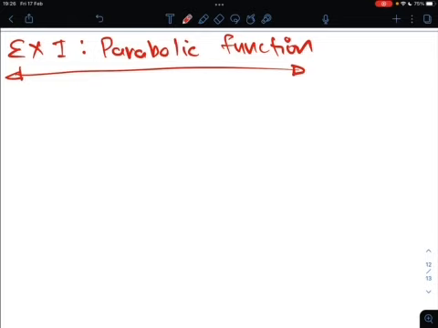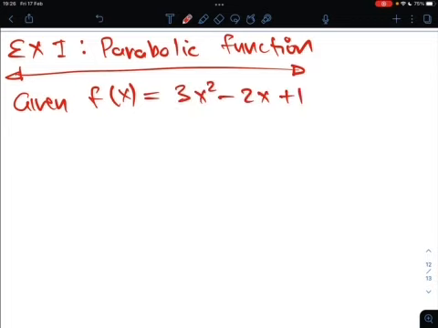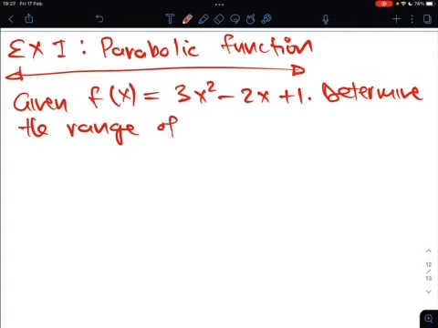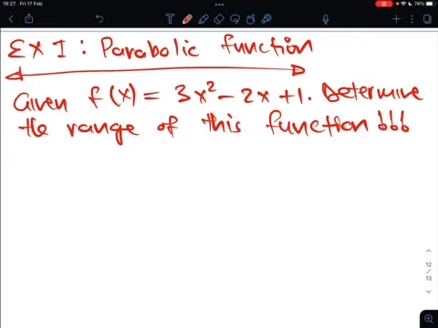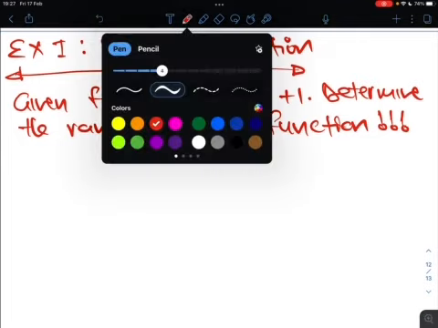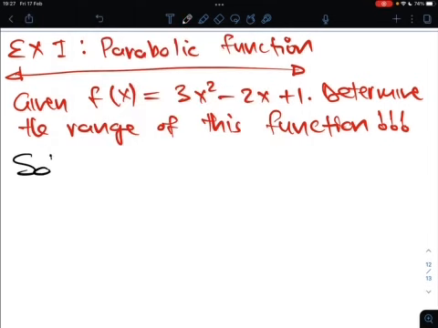So given a function f of x, which is defined as 3x squared minus 2x plus 1, determine the range of this function. This is the question. You are given this parabolic function, and the question says, determine the range of this function. So how will you go about determining the range of something like this? We'll use the ideas that we have built.